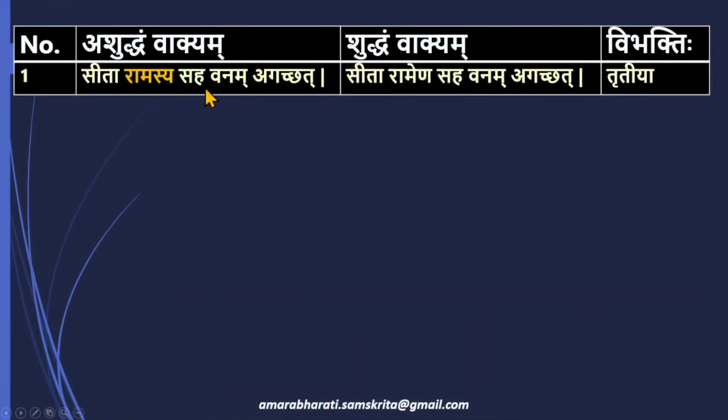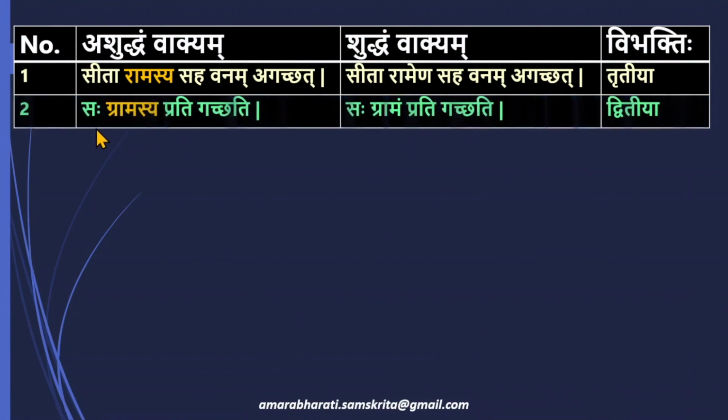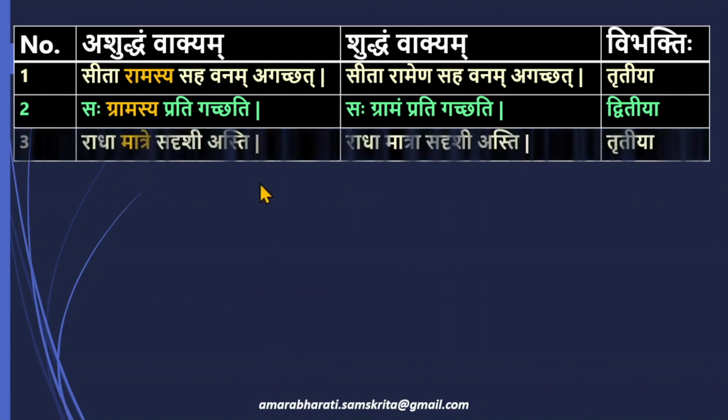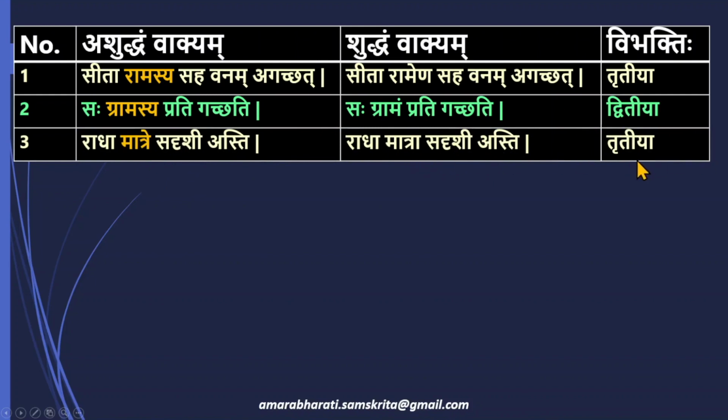Sita Ramasya Sahavanam Agachat. Saha is coming, so therefore it should be Tritiya, which is Ramena Saha. Next, Saha Gramasya Prati. Gramam Prati it should be. It should be Gramam, which is in Dvitiya, according to Dvitiya Upapada Vibhakti rules. Then Matre Sadrishi is wrong. Matra Sadrishi. So Matra is in Tritiya.